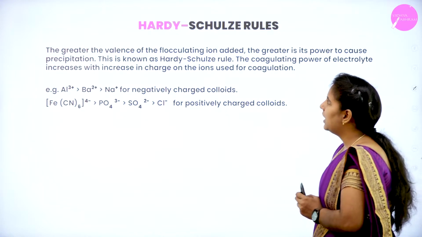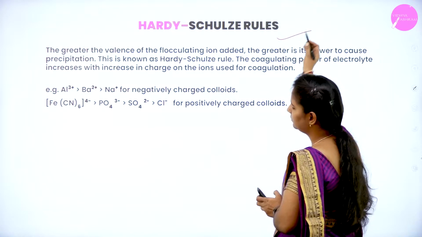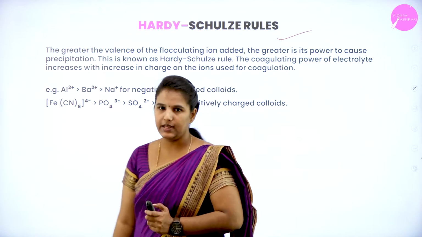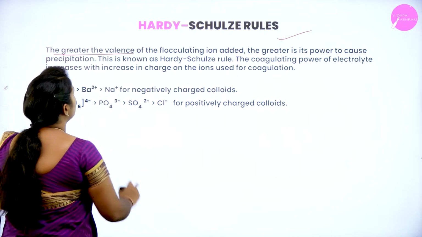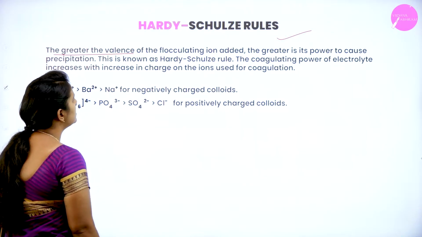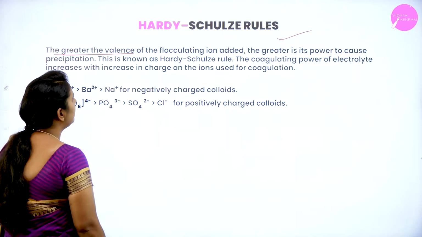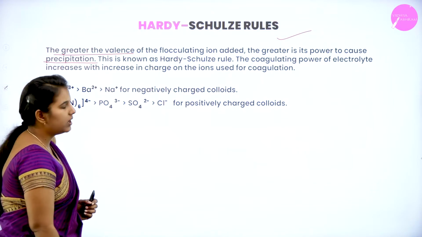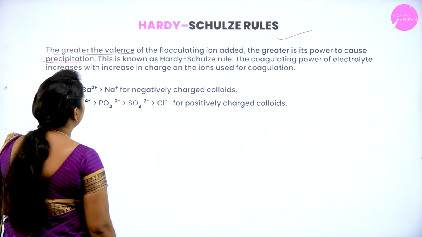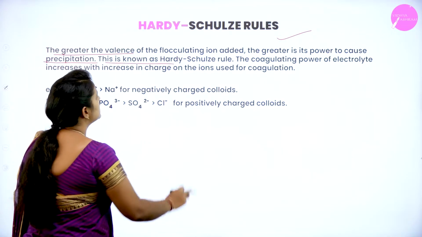Next topic is the Hardy-Schulze rule. What does it mean? Let's see now. The greater the valency of the flocculating ions added, the greater will be the power to cause precipitation. This is known as the Hardy-Schulze rule.